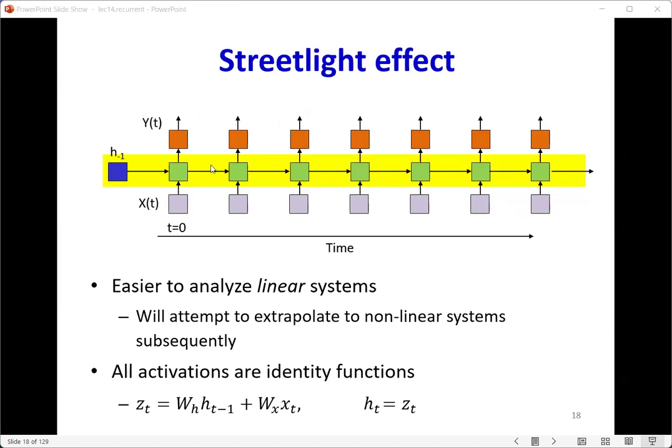What I mean by a linear system is that every cell over here has an identity activation. So at any time, the affine value at any of these hidden neurons is simply the weighted sum of the previous hidden state and the current input. And the output is the affine value itself. So is this recurrence with linear identity activations clear to you? The simplification I've just made. Okay, so let's analyze this.